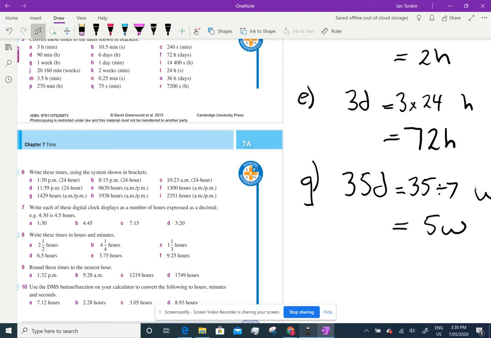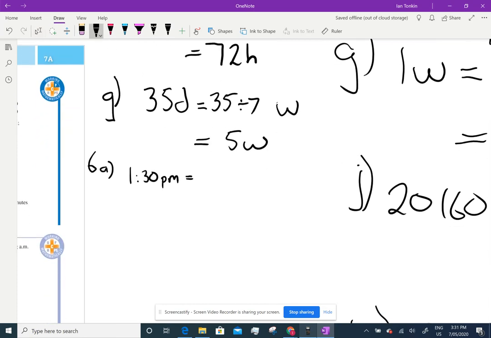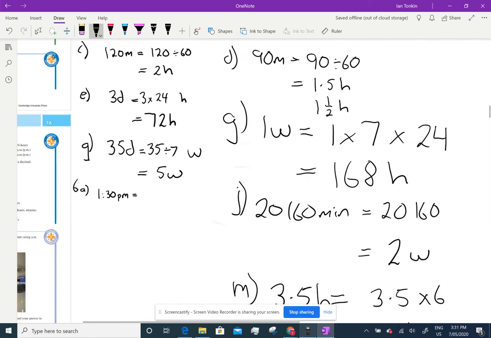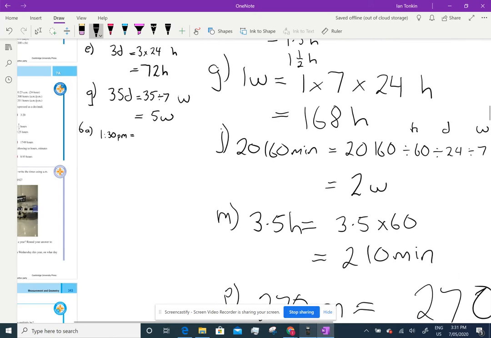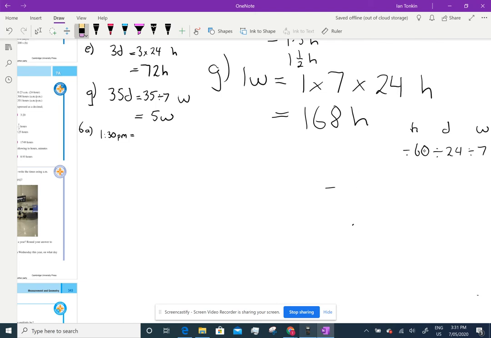So let's have a look. 6A. We've got 1:30 PM. Well, if I had a clock, that means I've gone to 12 noon, then I've got another hour and a half. So over here, I'm just going to get rid of these now that I've done them. I'm going to draw a little clock so I can show you how this works. And it might help you.